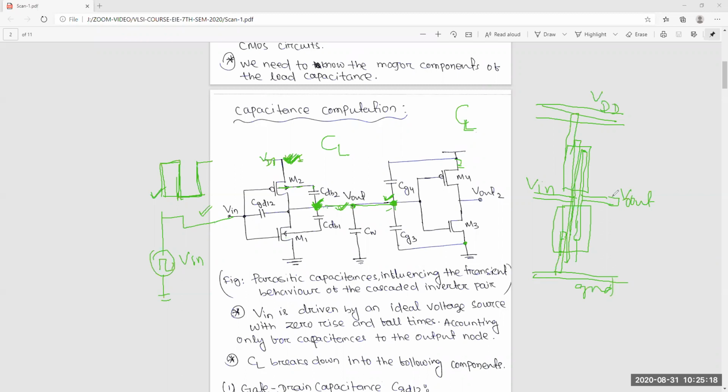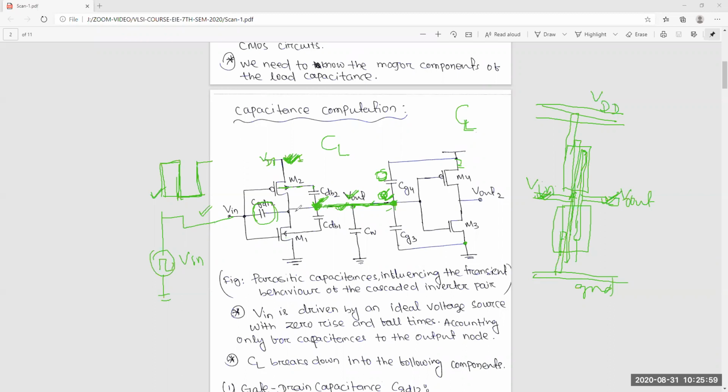Now this V out is nothing but metal. These are metal, and this is poly. So from metal to substrate and metal to other metals, other capacitance will be there. That capacitance is nothing but the wiring capacitance. So finally, three things will come at this output: the fan out capacitances of the next gate, the intrinsic capacitances, and the wiring capacitances. These capacitances also come to here.